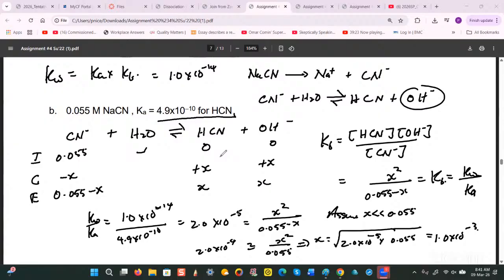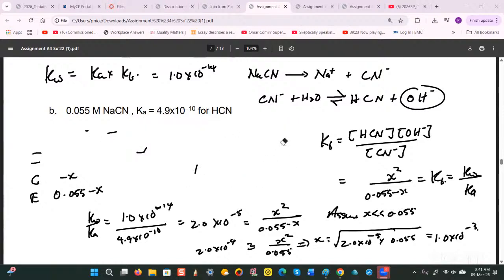Okay, I need to do some erasure here. Let me erase this here, because I'm going to need some space. Let me draw a line here to avoid confusion. All right, so basically x would be equal to the concentration of OH minus.